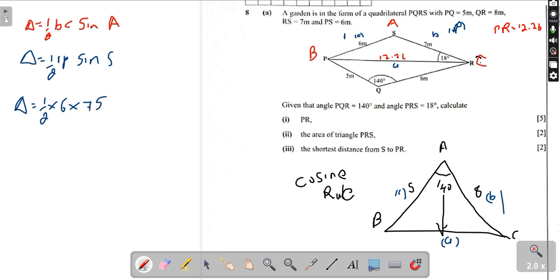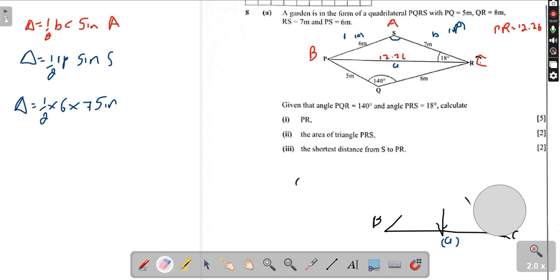Okay, sine S. We don't have anything here. We need to calculate for this value that we don't have.